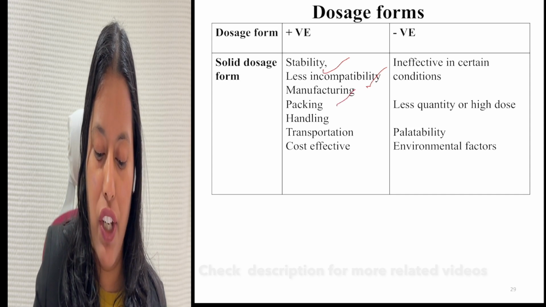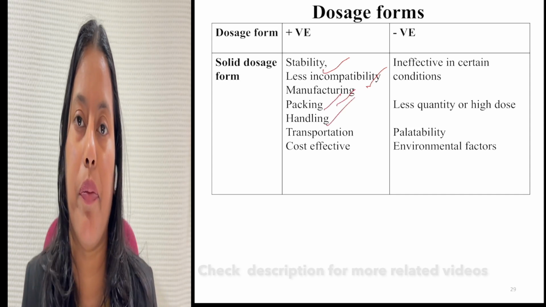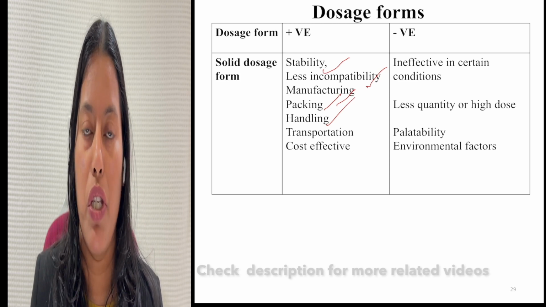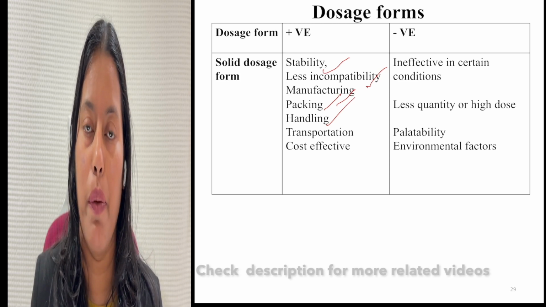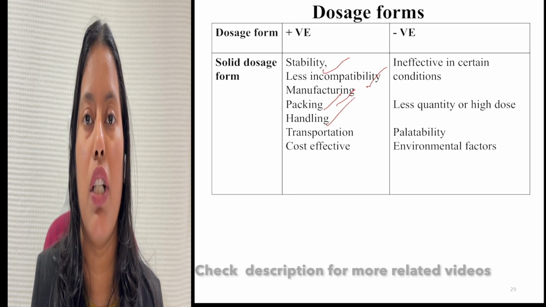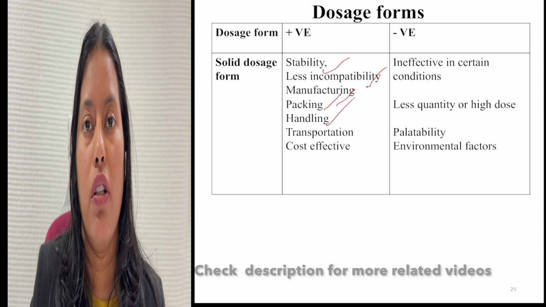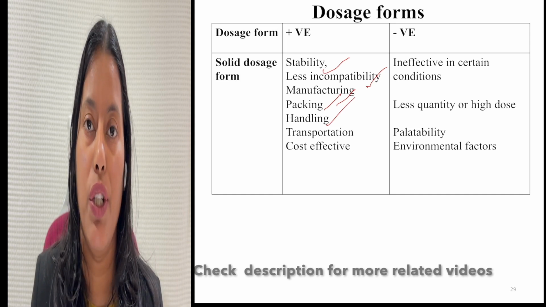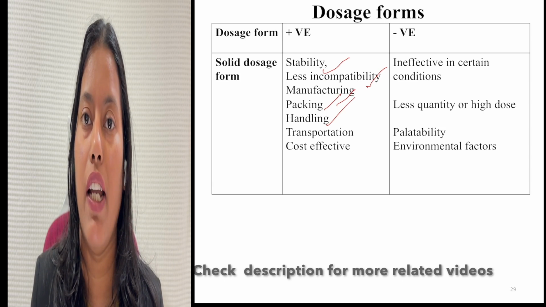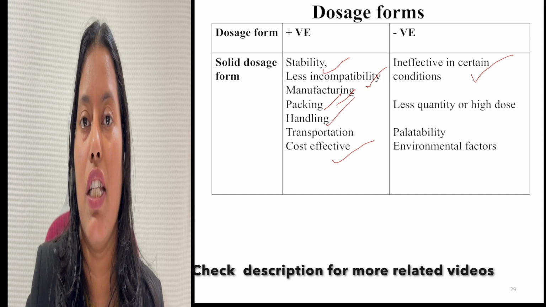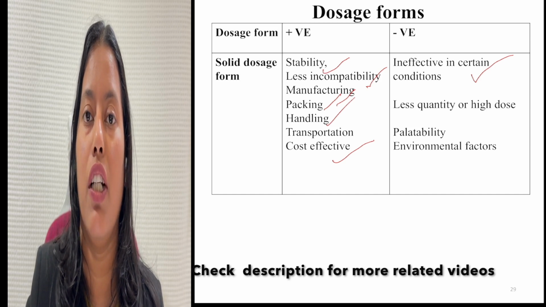Next, you have manufacturing, packaging, and handling. As compared to liquid and semi-solid dosage forms, solid dosage forms are easy to prepare, easy to handle, easy to pack, and hence easy to transport. Because of these factors, the manufacturing of solid dosage forms becomes economical as compared to liquid and semi-solid dosage forms.